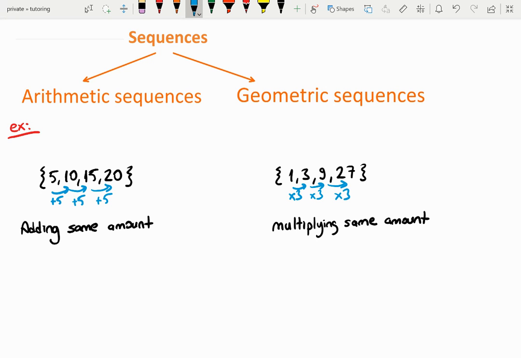So we should know this is our first term. We say T1, first term. And here our first term is 1.